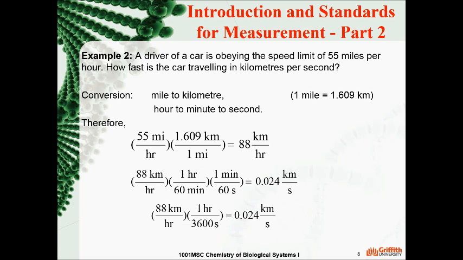88 kilometers per hour times 1 hour over 3,600 seconds equals 0.024 kilometers per second. Again, we need to consider the significant figures. Conversion factors are not counted, so we only have the measurement 55 miles per hour with two significant figures, and our answer 0.024 has two significant figures, so that's all good.